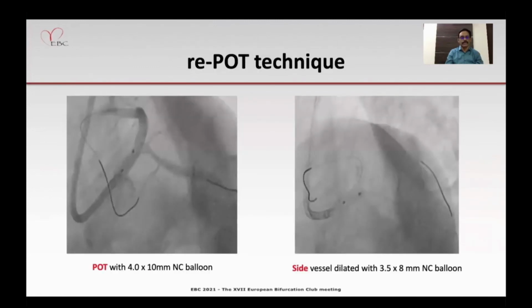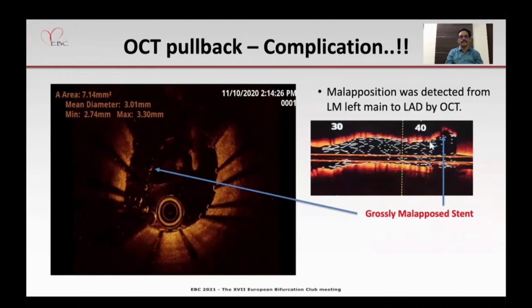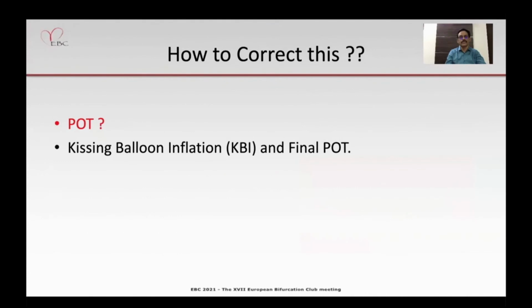Now, this is the re-POT technique, that is the POT followed by distal recrossing and an NC balloon into the LCX, which was dilated there. And an OCT pullback showed a grossly malapposed stent following the side branch balloon dilatation. This malapposition was not only in the left main, but also in the proximal LAD, as the stent rendered view shows there. So how to correct this malapposition?